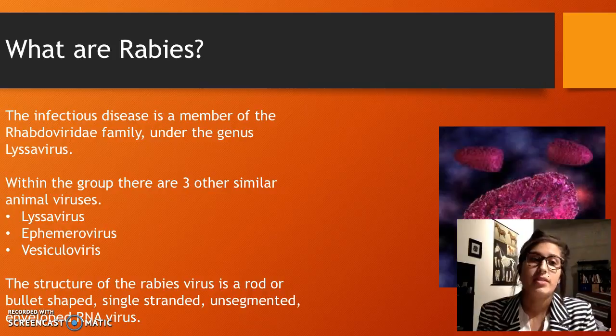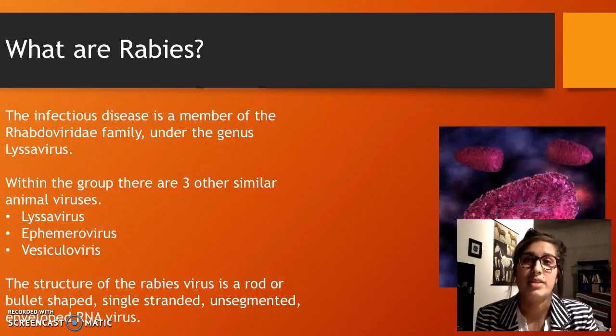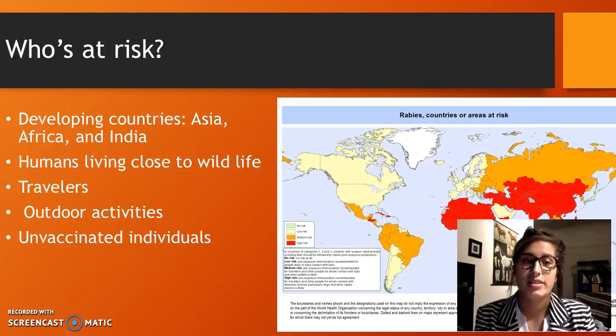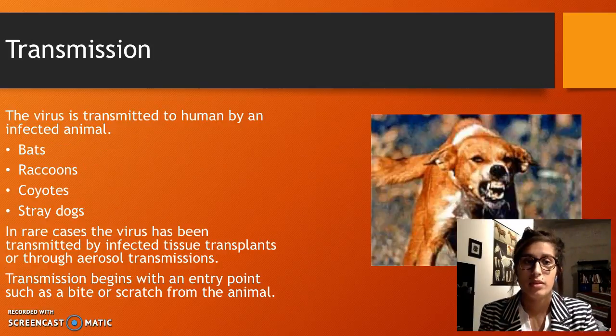What is rabies? The infectious disease is a member of the Rhabdoviridae family, under the genus Lyssavirus. The structure of the rabies virus is a rod or bullet-shaped, single-stranded, unsegmented RNA virus. The people who are at risk are from developing countries, Asia, Africa, India, humans living close to wildlife, travelers, people who do outdoor activities, and unvaccinated individuals.